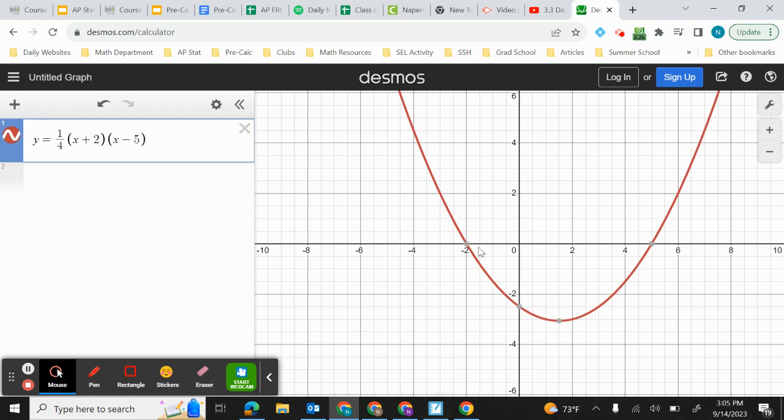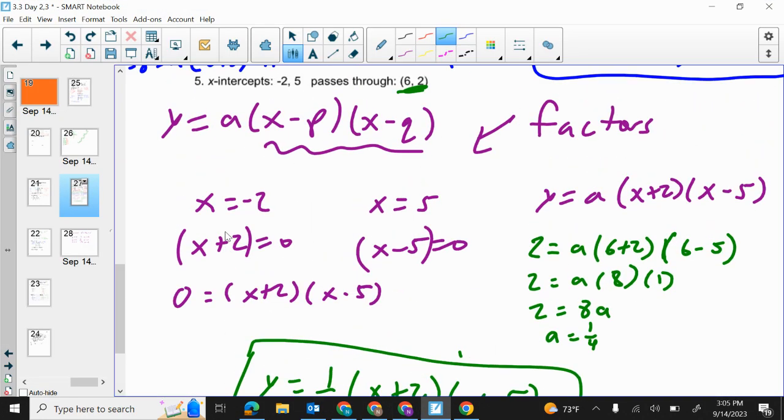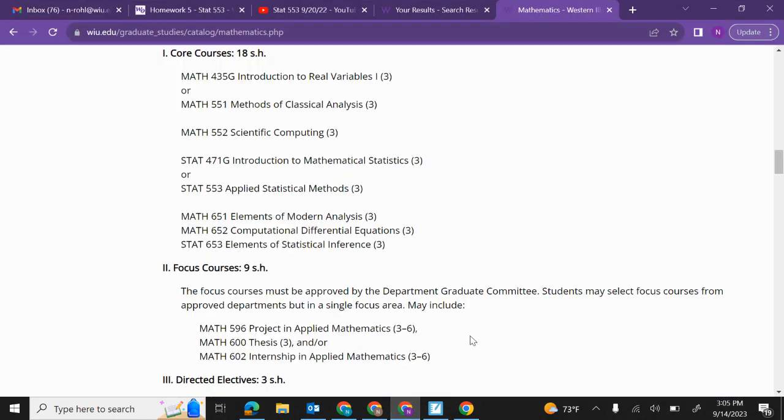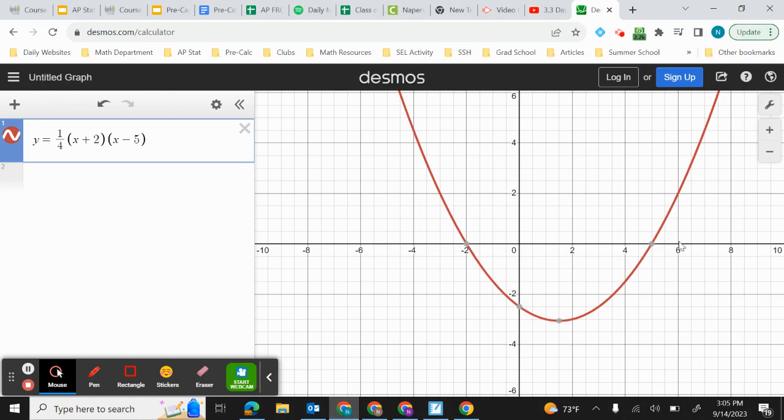As I see here, I have an x-intercept at negative 2 and an x-intercept at 5. Those were the two things that were important. And then the point (6, 2). Looking at 6 on this graph, I get to (6, 2). So it does work, that point is on my graph. So I had the correct A.